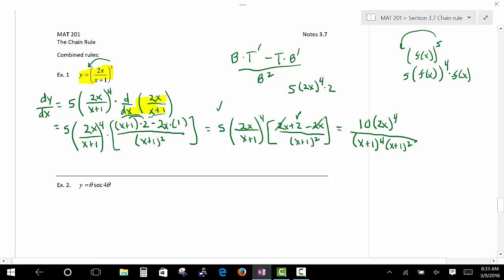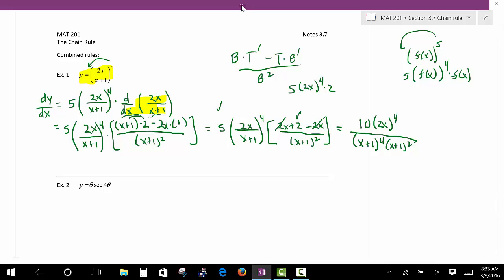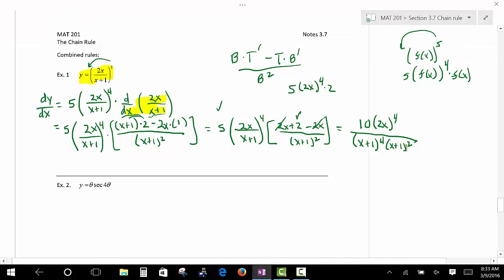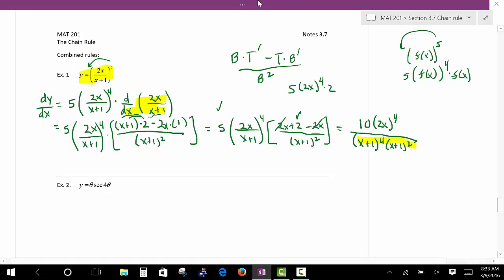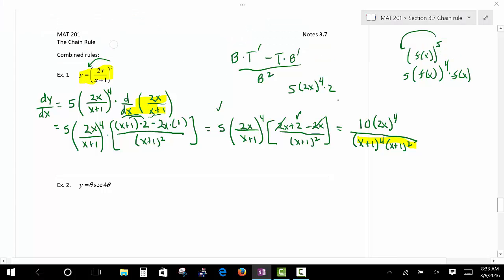Now, there's probably one other thing that I'd like you to do on this problem. What can you do with the denominator? You can simplify that. What is it? It's x plus 1 to the 6th, right? Because you add exponents. So in general, if you had x to the 4th times x to the 2nd, that's x to the 6th. Okay, so you can add those exponents.